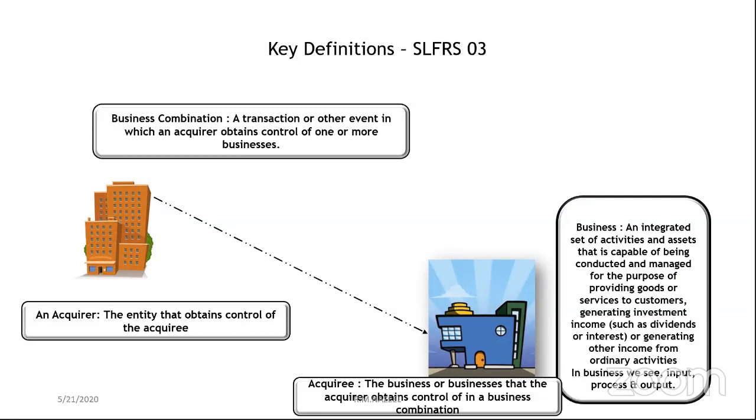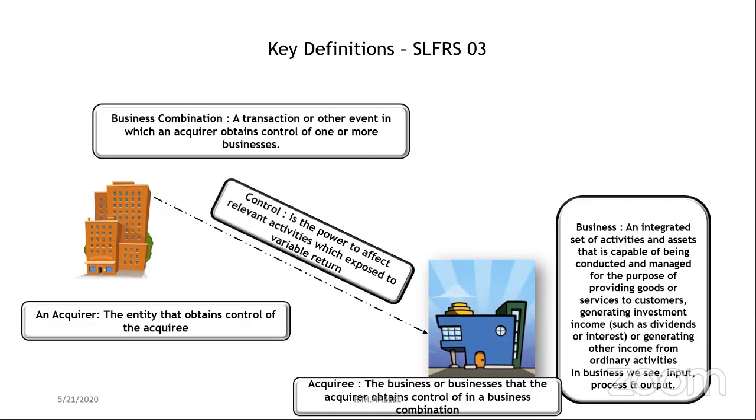The main element in the consolidated accounts, student, is the word called control, right? The acquirer obtains the control of the acquiree. That is the definition, right? So what is control? It is the power to affect relevant activities, which exposes the parent company to variable return. I have given some keywords: the power, relevant activities, which expose to variable return. You need to see, if a parent company goes and buys a subsidiary company, whether they can demonstrate the control. I have given some examples so you can see later, but for the time being, you got the point, right? So this is the thing called business combination.